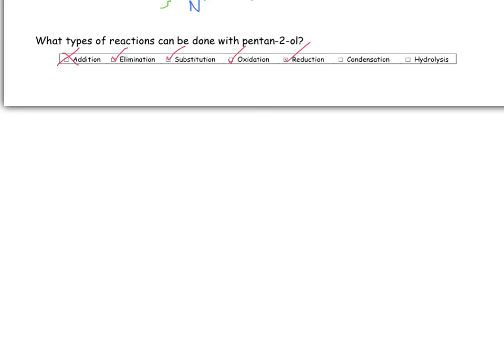You could condense pentan-2-ol with either a carboxylic acid to make an ester or another alcohol to make an ether. You cannot hydrolyze an alcohol. There are no CO bonds or CN bonds that you could break that would create two different organic products.